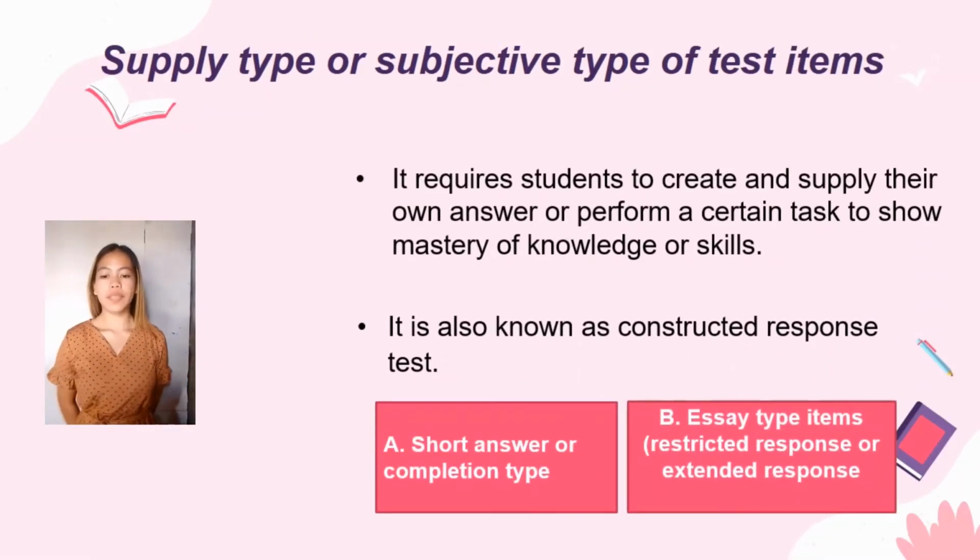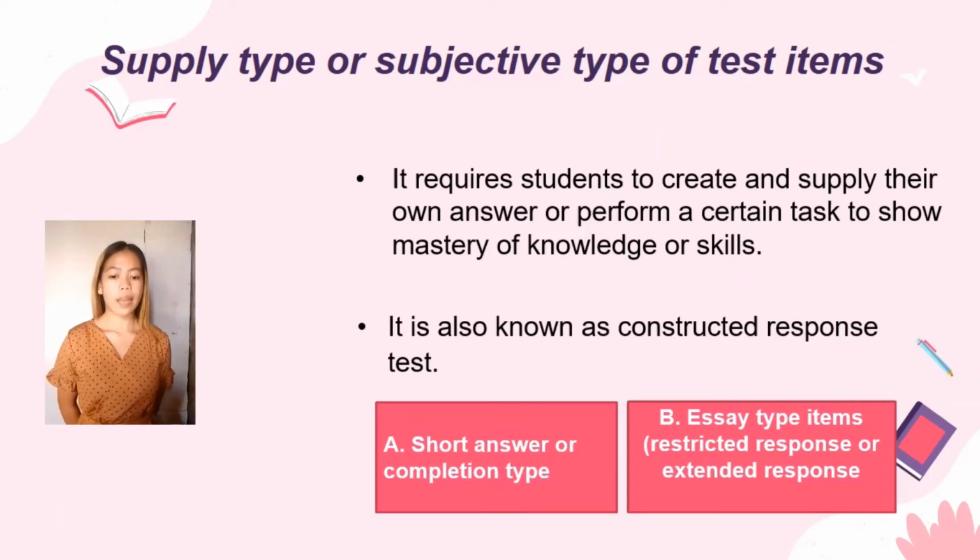Supply type or subjective type of test item. Supply type items require the student to create and supply their own answer or perform a certain task to show mastery of knowledge or skills. It is also known as constructed response test.